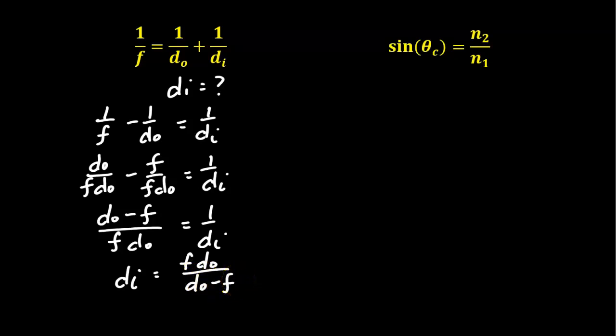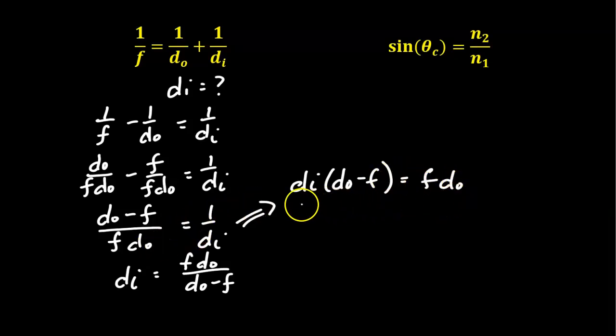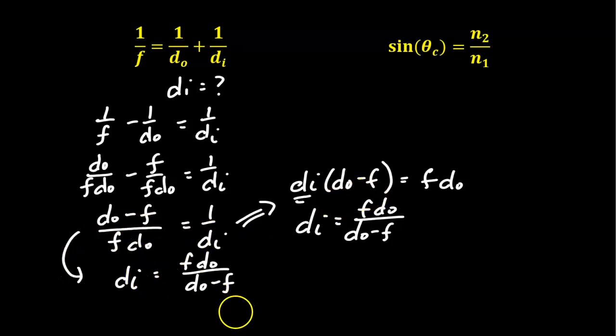If that kind of bothers you a little bit, here's another way to think about it. I can cross multiply. So I have dI times dO minus f is equal to, and then cross multiply there, I get f dO. And then once again, I'm looking for dI, so dI is equal to f dO divided by dO minus f. So here I'm just doing it step by step just to make it clear, because if I go here, it's not very clear. I jumped some steps there, but hopefully this way it's much more clear how I got to this point.